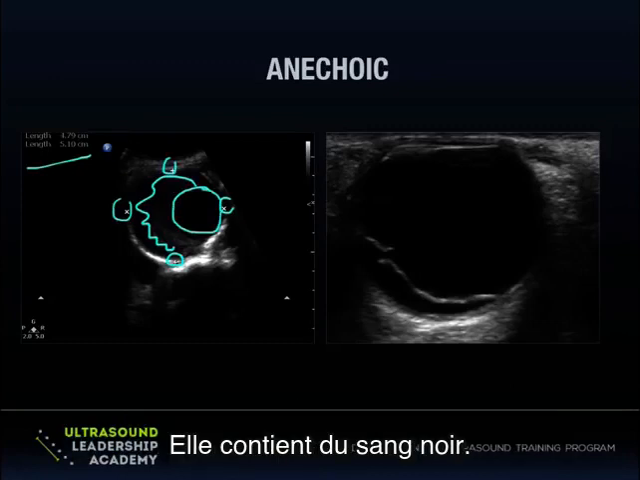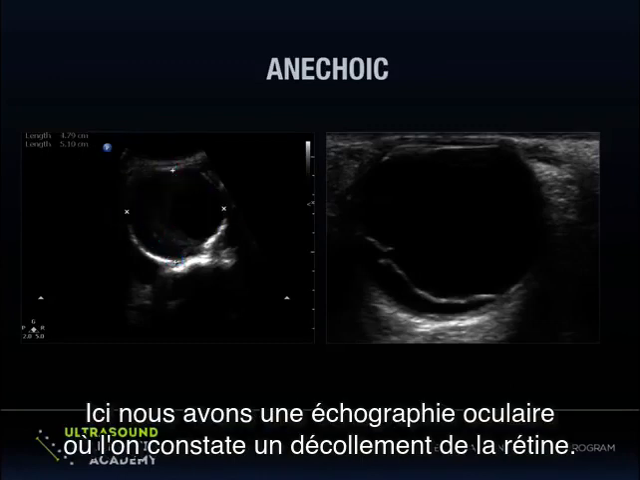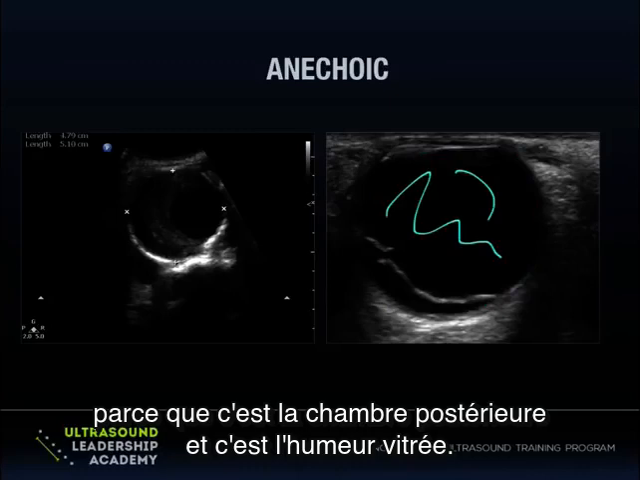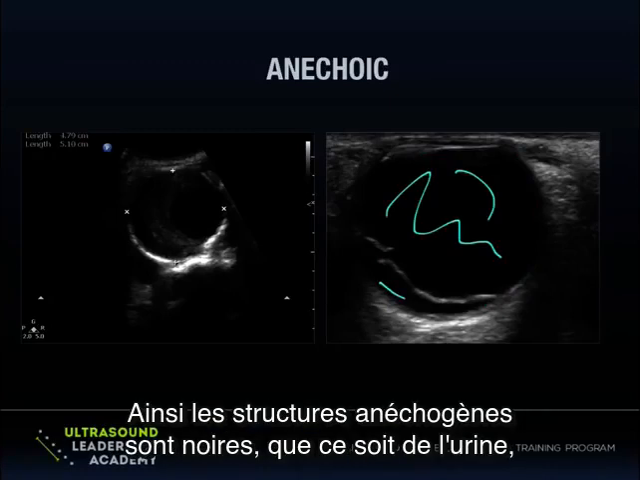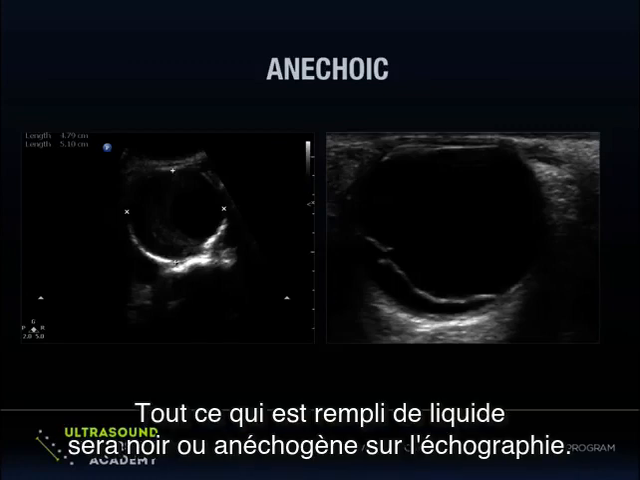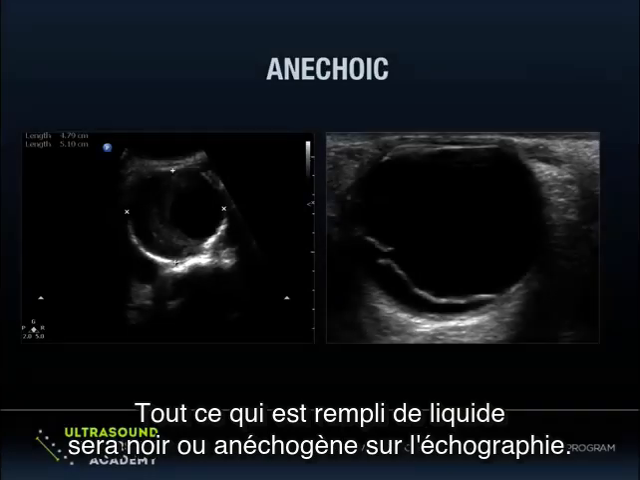It's containing black blood. Over here we have an ocular ultrasound with evidence of a retinal detachment, but the bulk of the intraocular contents are black because we're looking at posterior chamber and we're looking at vitreous humor. So anechoic structures are black, whether that's urine, it's blood, it's bile, it's ocular contents. Anything that is fluid-filled will be black or anechoic on ultrasound.